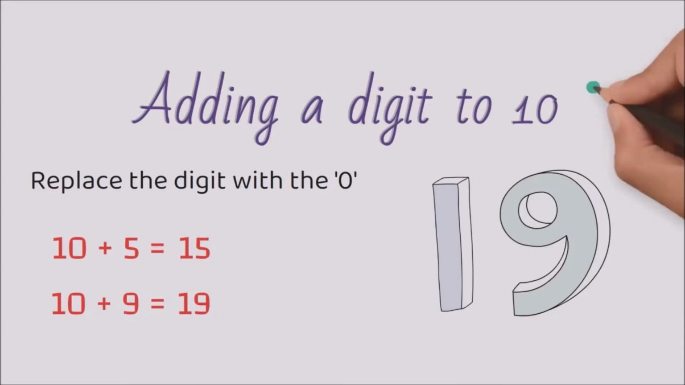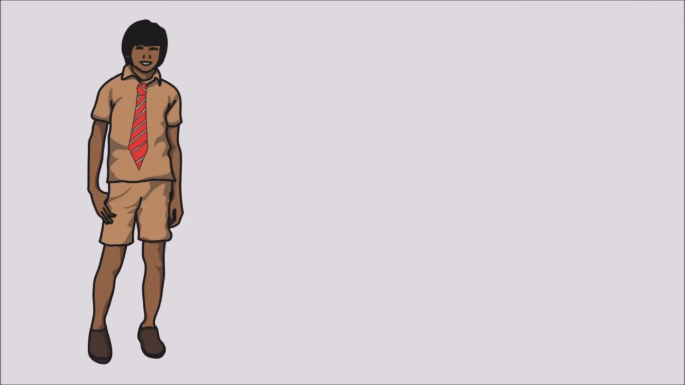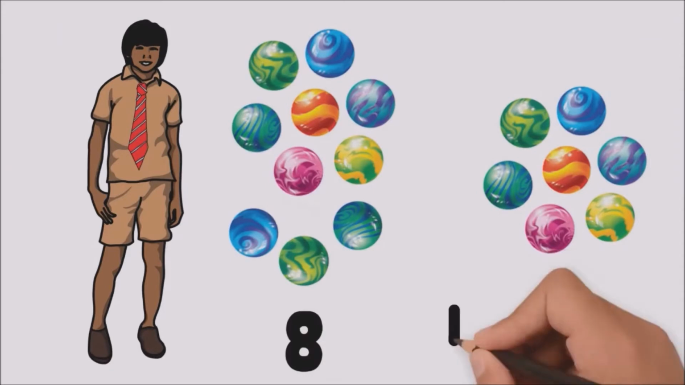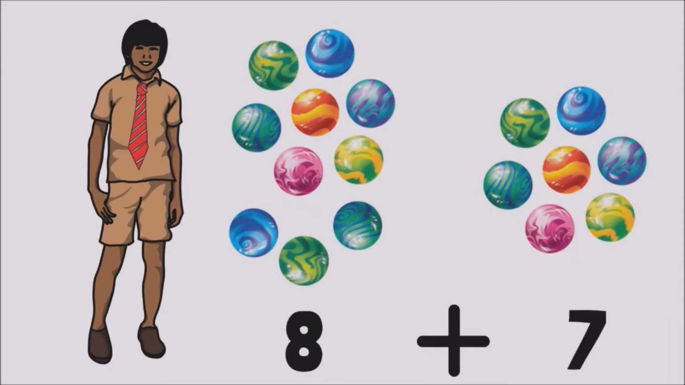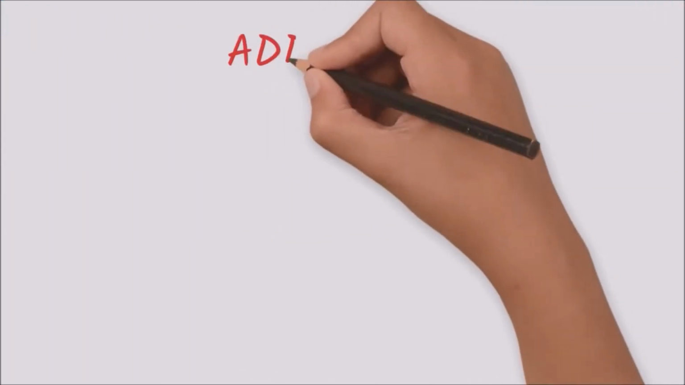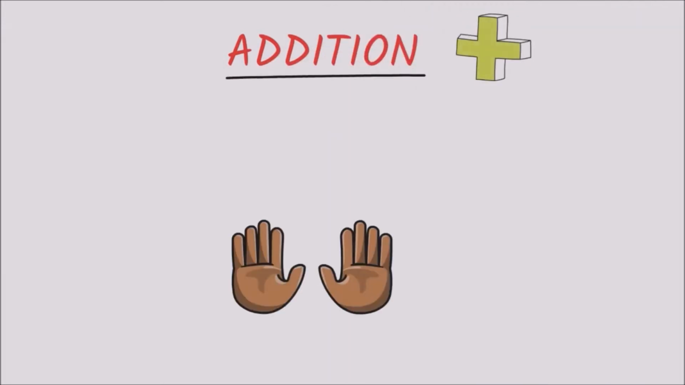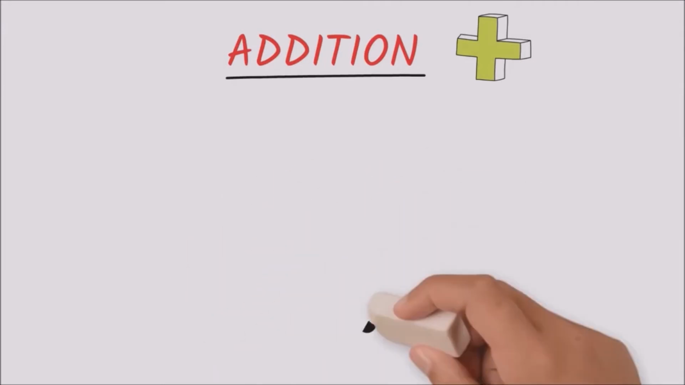So now that that is covered, let's move on by meeting Jason. Jason brought 8 marbles to school and bought 7 more in order to play marbles with his friends. So how many marbles would Jason have in total? Now there are two parts to this strategy, and we're not using our fingers, right? Because 8 plus 7 would give a result that is bigger than 10. So here's what we do.